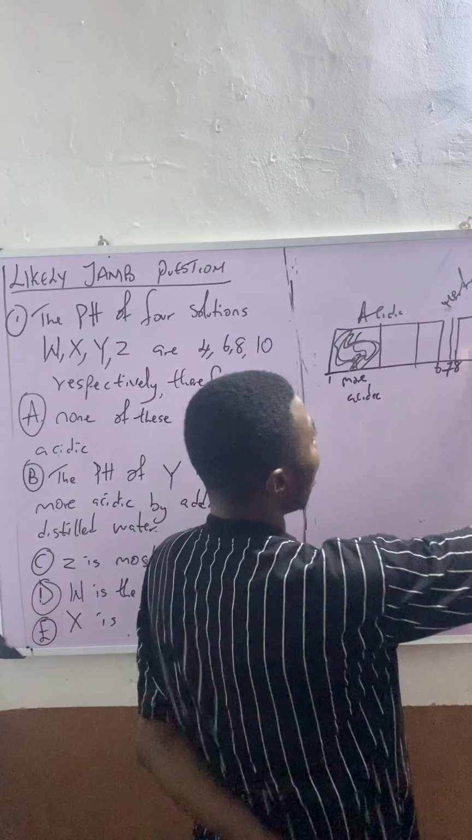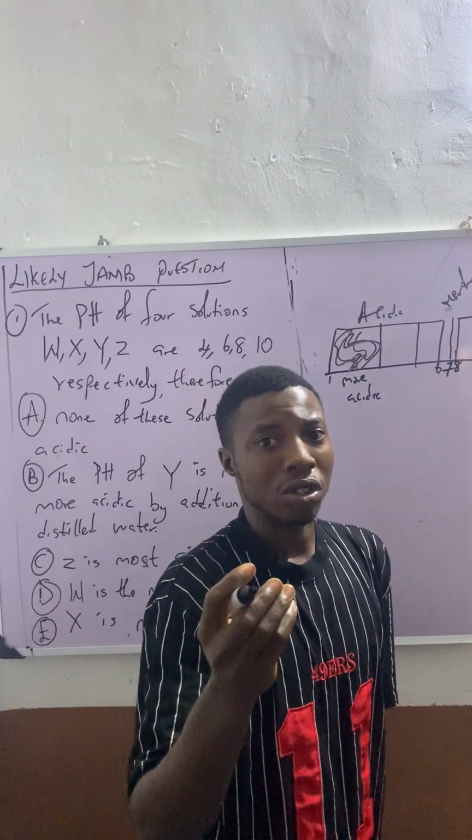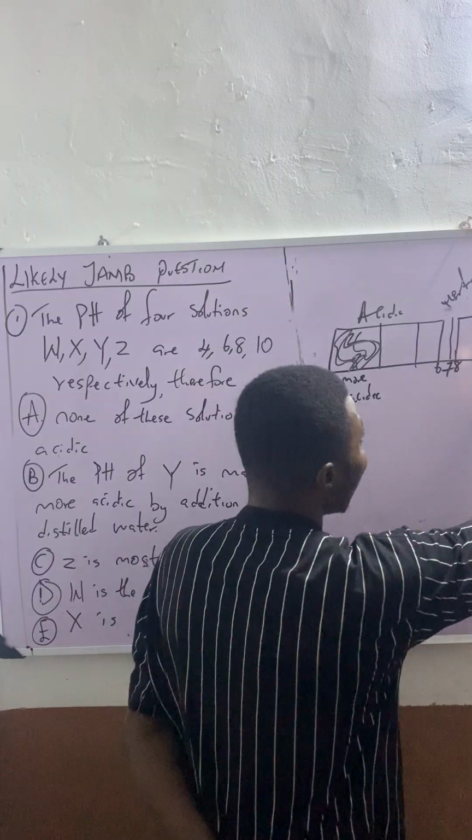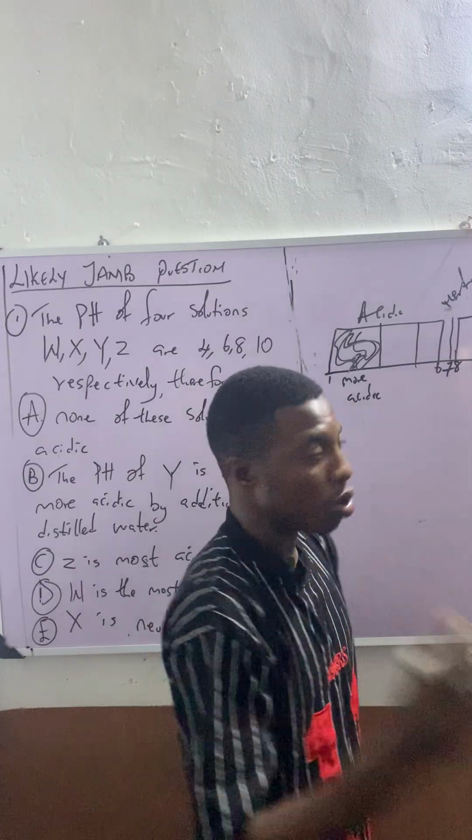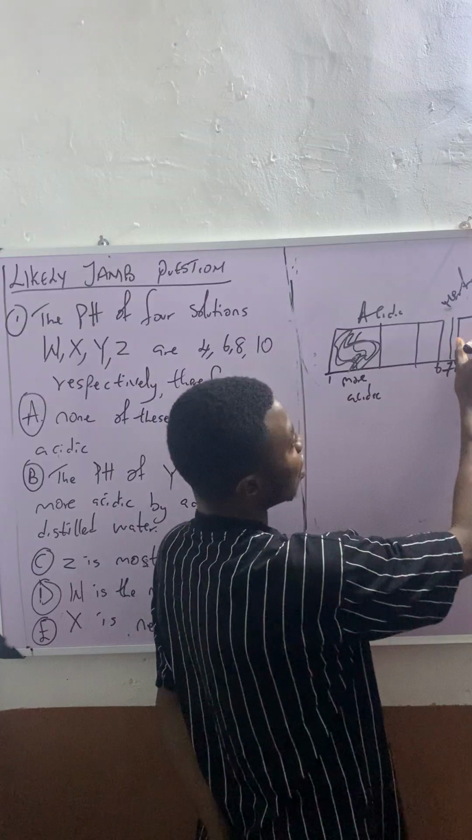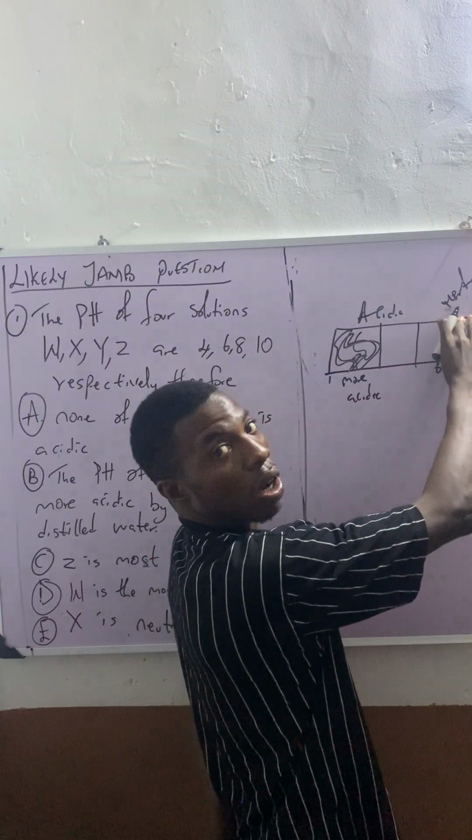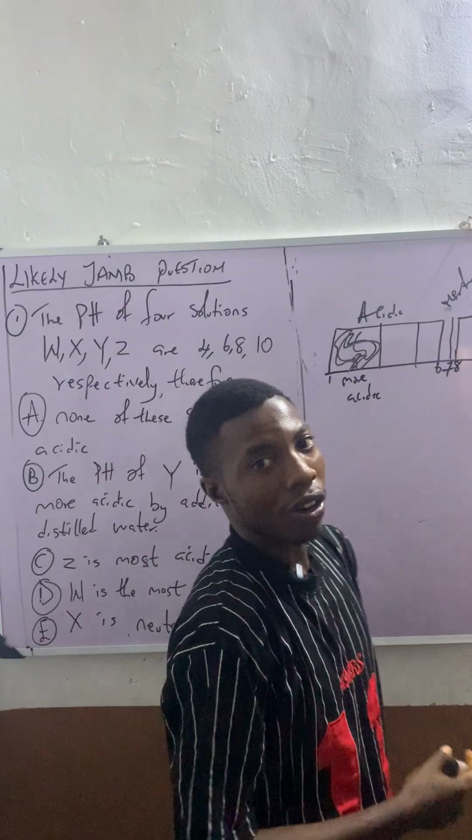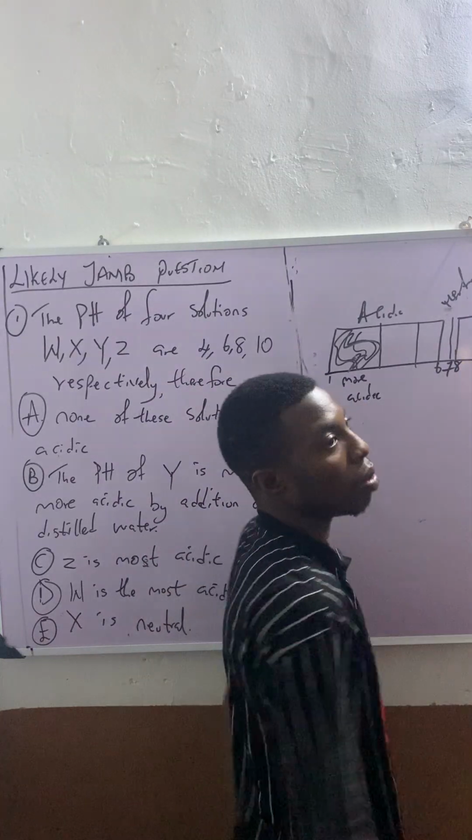So coming to the alkalines, where do you think will be the strongest alkaline? I think it's going to be here. The reason is that this side is closer to neutral. Do you understand now? Since it's closer to neutral, the weak bases will be found here. Now here will be the strong alkaline.